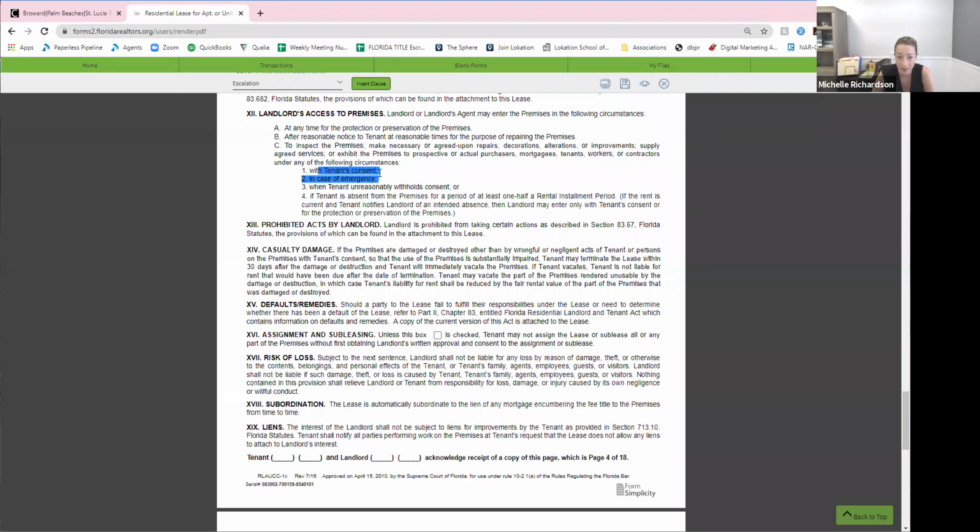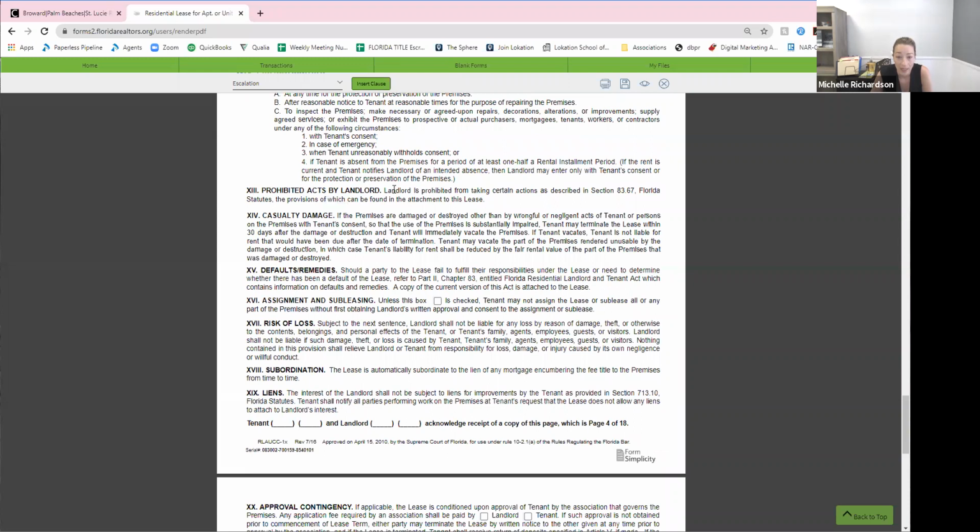With the tenant's consent, in case of an emergency, when tenant unreasonably withholds consent, or if tenant is absent from the premises for a period of at least one half of a rental installment period. So the rental installment period is typically 30 days. So if they're not there for over 15 days, then that landlord has the right to go in there.